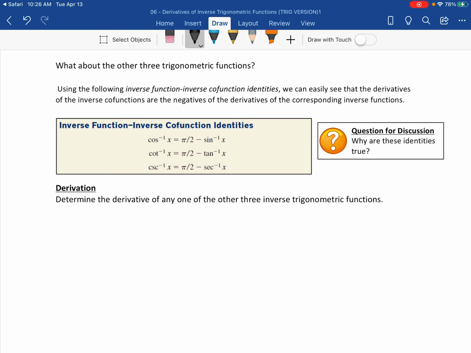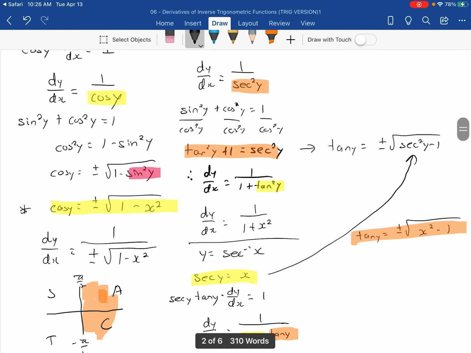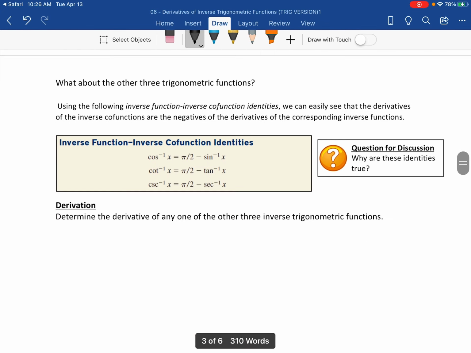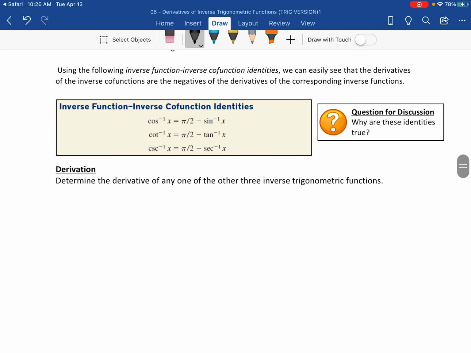So using the following inverse function, inverse cofunction identities, inverse function because we're talking about inverses, and cofunction because we're going from cos to sine, cotan to tan, and cosecant to secant, we can easily see the derivatives. There's an easy way to get the derivatives. Once you have those first three, there's an easy way to get the other three derivatives. That's not what I just suggested. I suggested you go through and try and do these so you know how to do them. It's nice to know. But there's a faster way to do it using these inverse function, inverse cofunction identities.